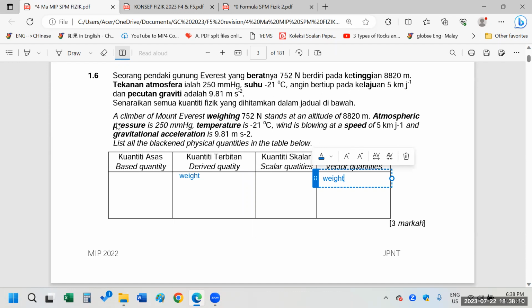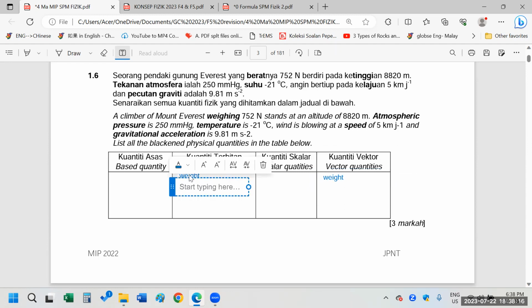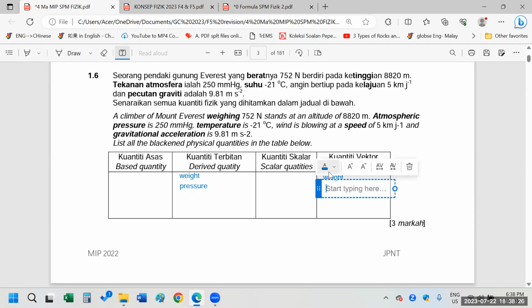Next, atmospheric pressure. Pressure is a derived quantity, and we count the direction of the pressure too. So it is a vector quantity. Okay, so you might think, what direction?